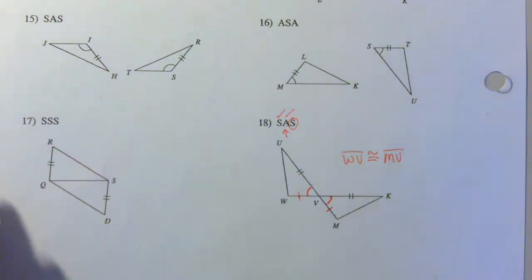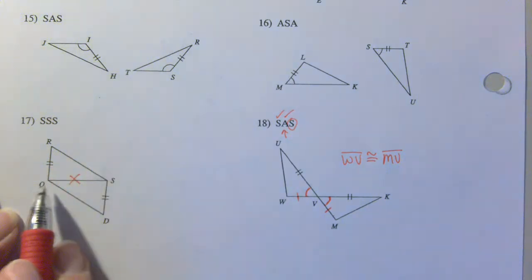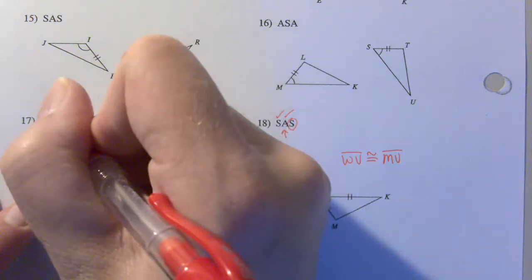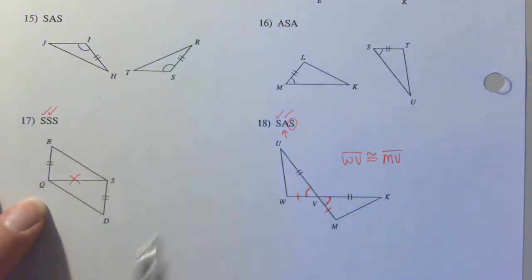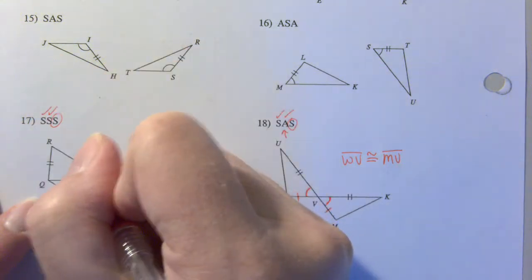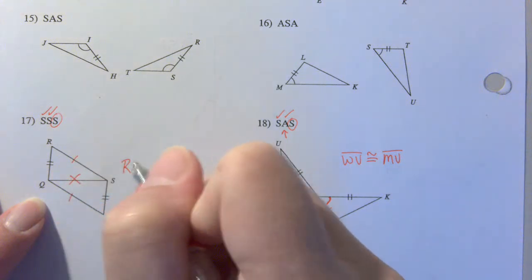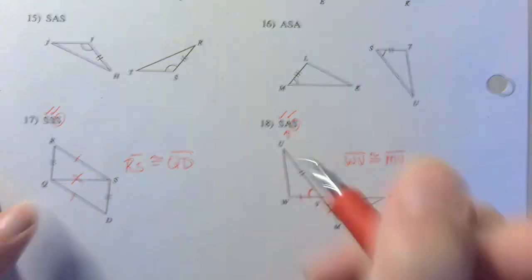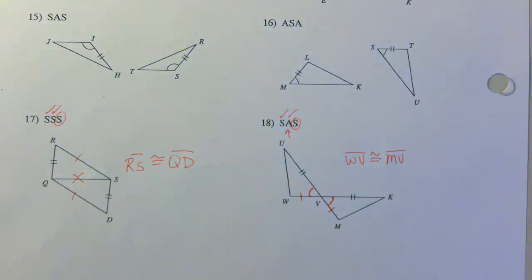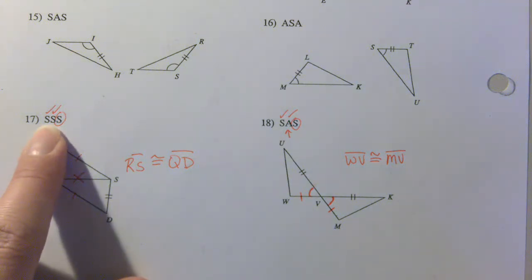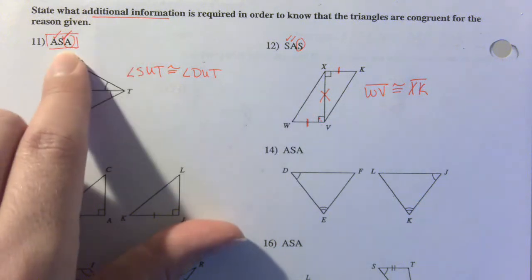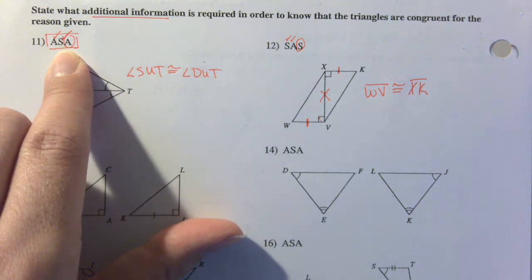Okay, so when you look at number 17, you know this is true. You have the sides marked, you have the reflexive, but what you need is the third side, which would be RS has to be congruent to QD. Add stuff in there? You are 100% right, I cannot add stuff in here, but they're saying what would make this proof. So in this one, it says, what would you need to make this true? Like, how would you make this true?